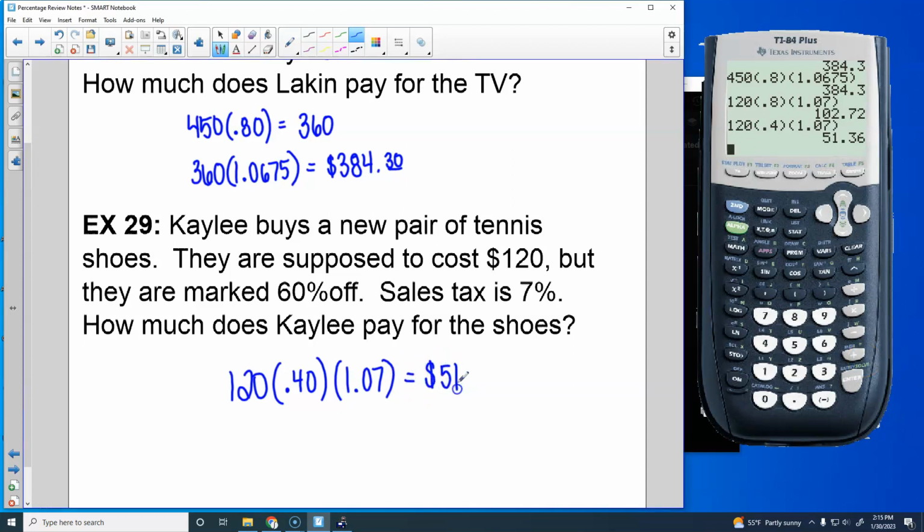That's pretty good for a pair of tennis shoes that were supposed to cost $120. That's pretty good. Yeah, sounds like they are. And those things are high.